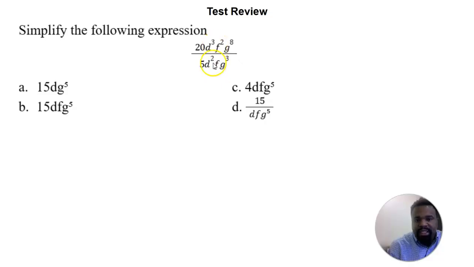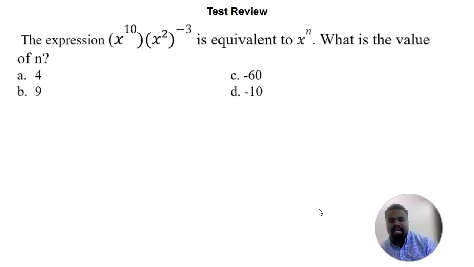D to the third over D to the second, quotient of powers, you're going to subtract 3 minus 2. This is also quotient of powers. You're going to do 2 minus 1. And this is also quotient of powers, so you're going to do 8 minus 3. All right? So 4, all right, and then 3 minus 2 is 1. So D to the first or D, F to the first or F, and then G to the 5, which will give you C. All right? And then it says this is equivalent to x to the n power.